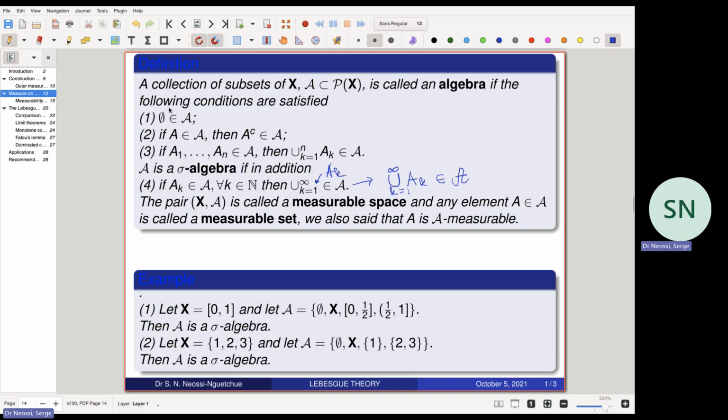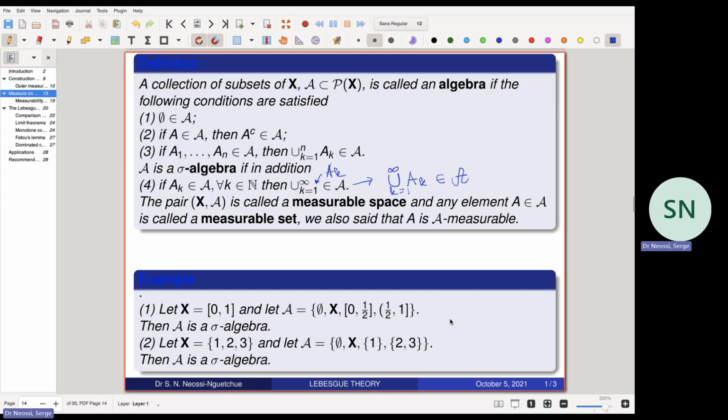So this is the definition of a sigma algebra. A sigma algebra is an algebra, meaning a collection that satisfies these three axioms, that also satisfies the fourth property, that is stability under countable union of elements of the set. So if X is a non-empty set and A is a sigma algebra, the pair (X, A) is called a measurable space. And any element of that sigma algebra is called a measurable set. Or we can say that the set is measurable.